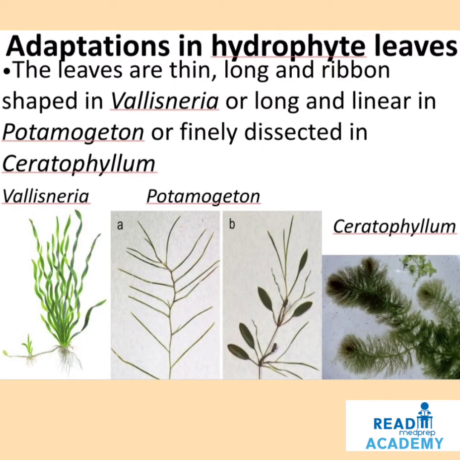What are the adaptations in hydrophyte leaves? The leaves are thin, long and ribbon shaped as seen in Vallisneria in the image below on the left side, and sometimes they are linear as seen in the image in the middle of Potamogeton. On the right side you can see Ceratophyllum, where the leaves are finely dissected.